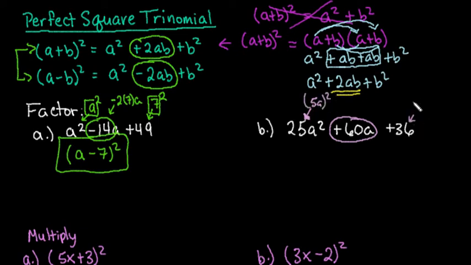And my last term, the 36, is really 6 squared. So my other test to see is 60 found by doing 2 times 5 times 6. Okay, and so if you look at it, 2 times 5 gives me 10, 10 times 6 does give me 60, so it meets the criteria. So I could go directly to this one and say, okay, this is going to be 5a plus 6 squared. You do have to recognize the perfect squares in order for this to work.